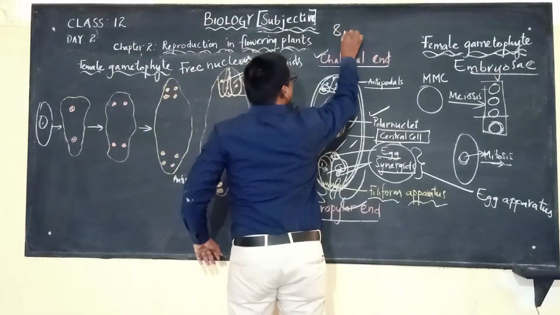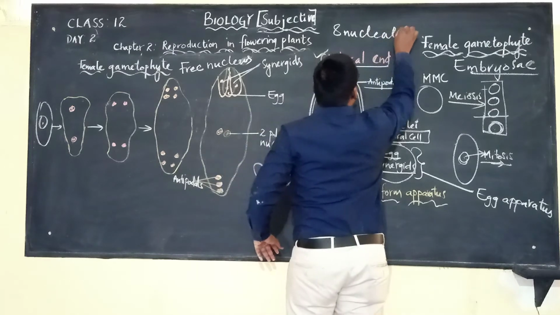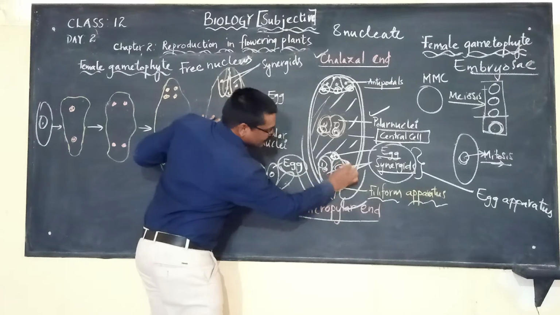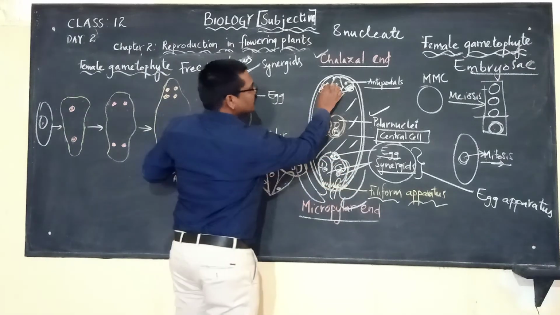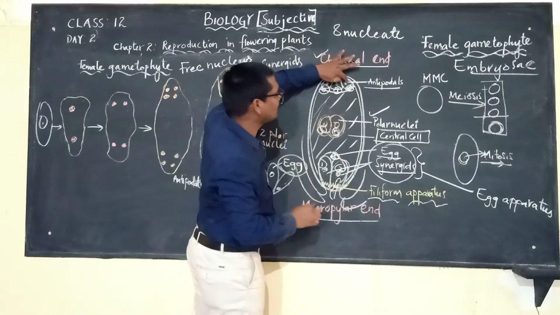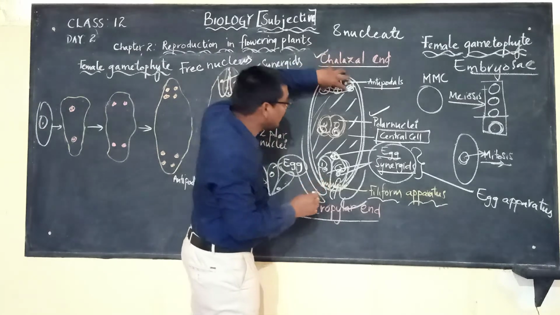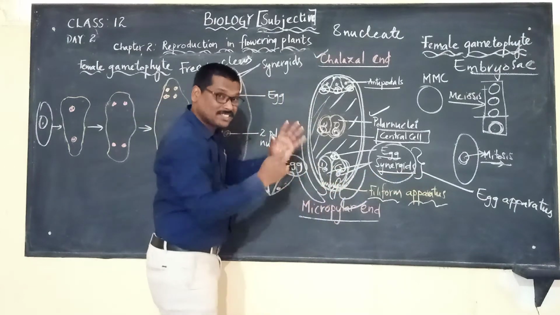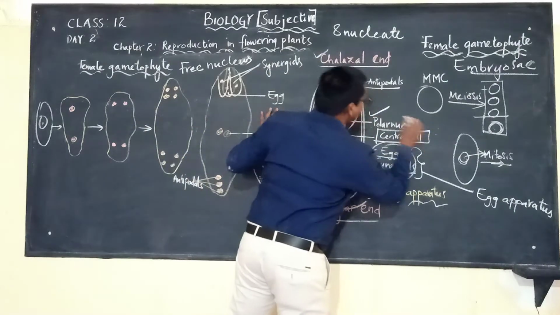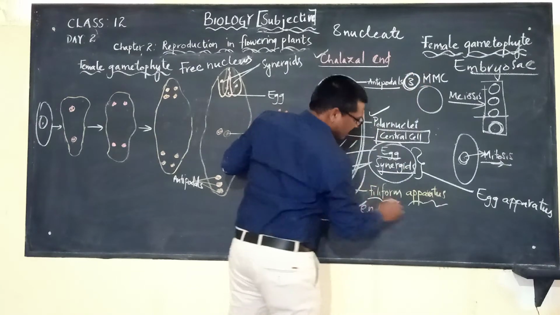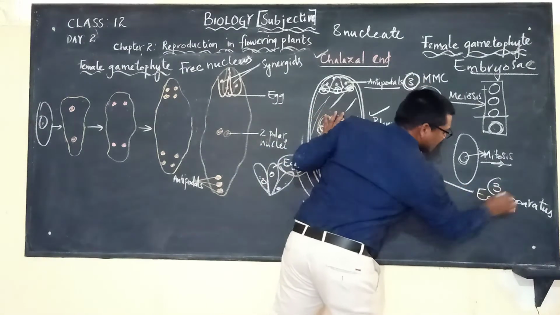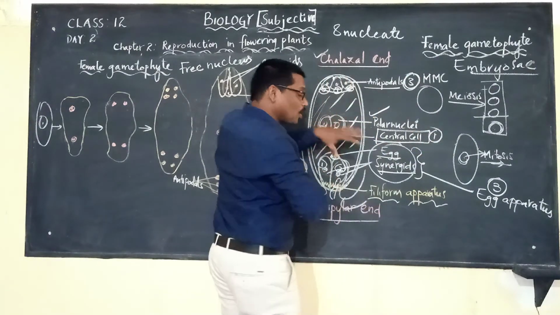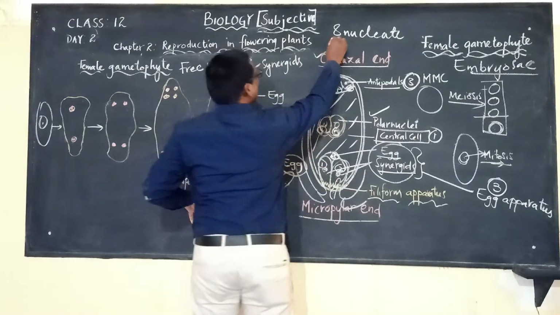So here, we counted 8 nuclei. And now if you are counting the number of cells, 1 is synergid, second synergid, third is egg, fourth is antipodal, fifth is antipodal, sixth is antipodal. There are 3 antipodals here and 3 in the egg apparatus, total 6, and 1 more cell is the central cell. So totally how many cells are there? There are 7 cells.